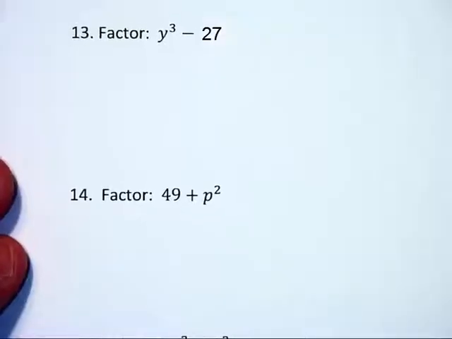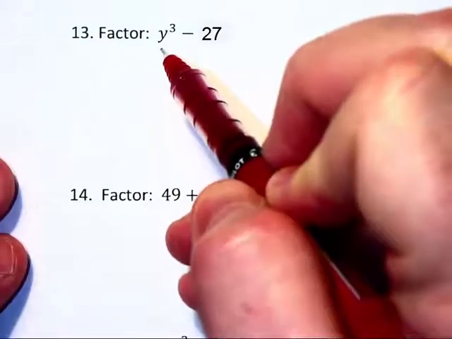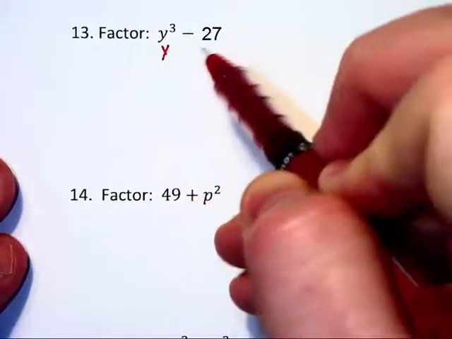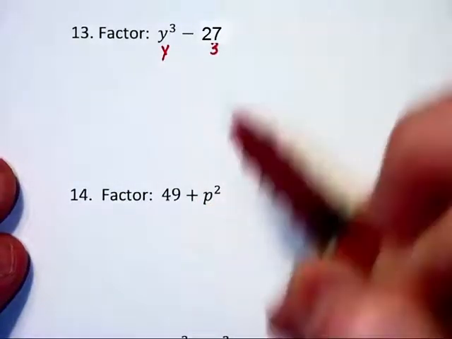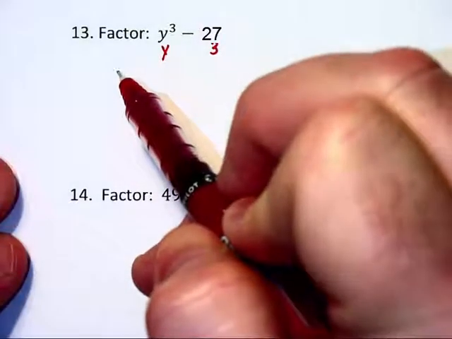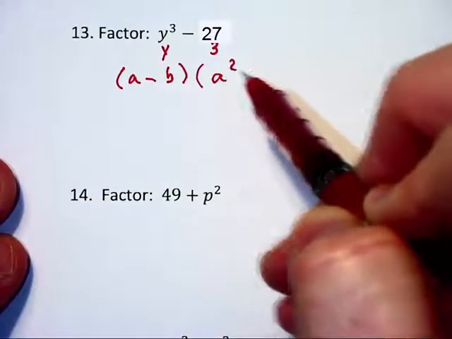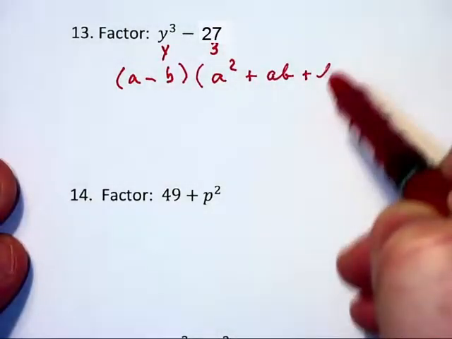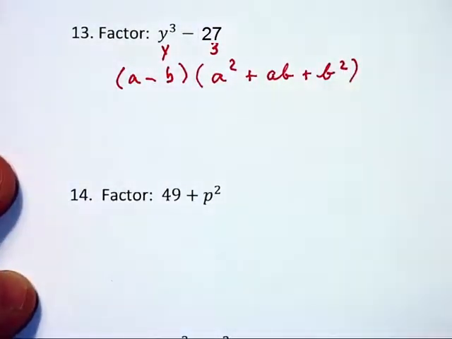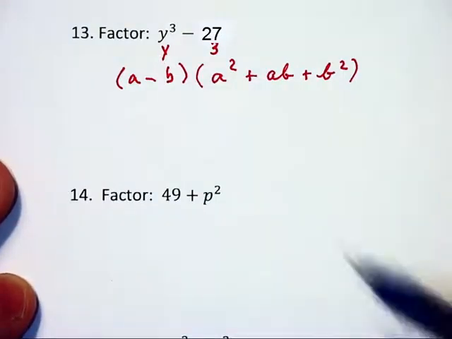For number 13, we notice we have the difference of two cubes. Y cubed is the cube of y, and 27 is the cube of 3. Now your formula for the difference of two cubes was a minus b times a squared plus ab plus b squared. Hopefully you've got that memorized by now from doing enough practice during the chapter.